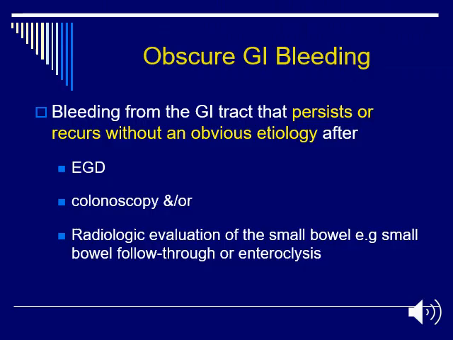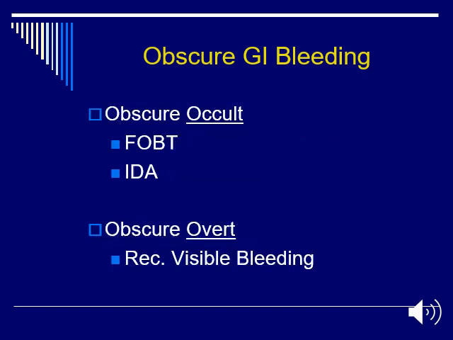What about obscure GI bleeding? Obscure GI bleeding means that the patient persists in bleeding despite negative upper endoscopy and lower endoscopy, and negative radiologic evaluation of the small bowel, which is CT and enteroscopy. It could be occult, like occult blood positive or iron deficiency anemia, or it could be overt, where you can see the bleeding but you couldn't recognize the source of the bleeding.